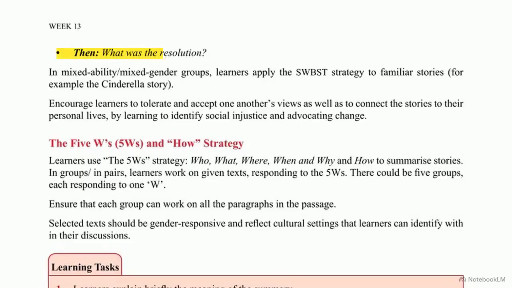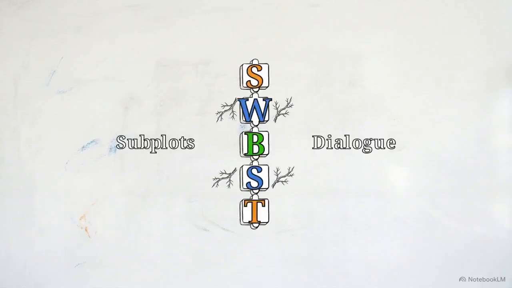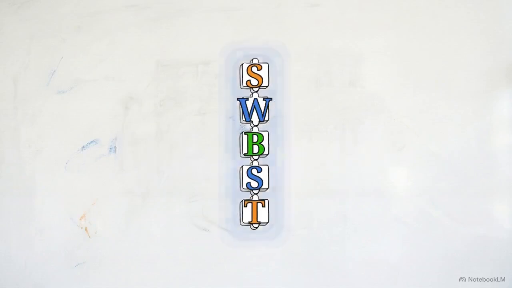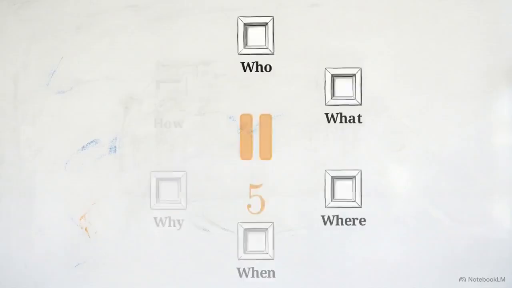The final 2 address resolution. So explains the action, and then describes the outcome. Using these 5 prompts forces you to focus on the structural spine of the narrative rather than subplots or dialogue. While narratives use SWBST, informational texts are condensed using the 5 W's and how: who, what, where, when, why, and how. Pause the video here.